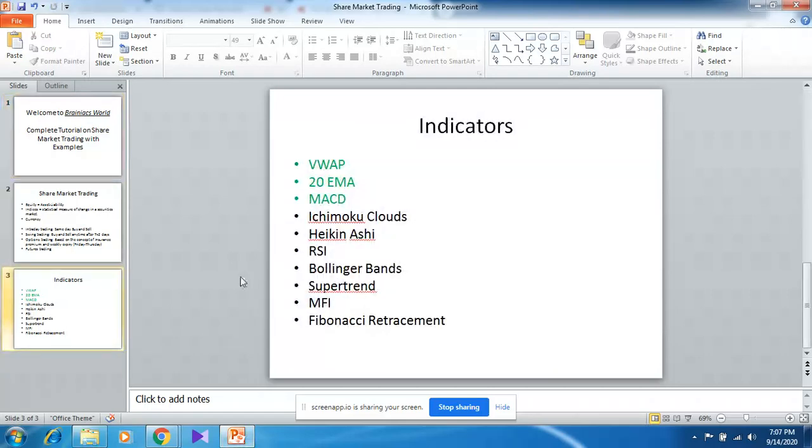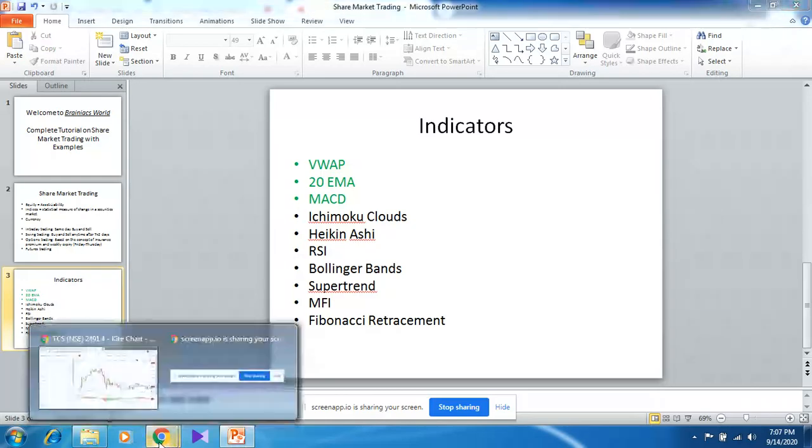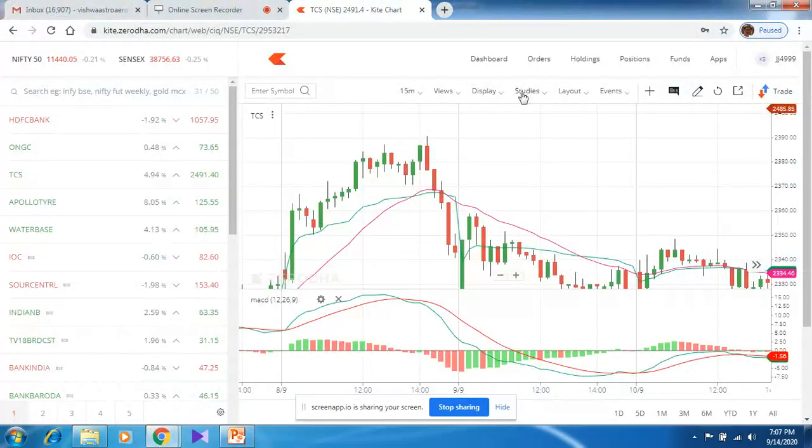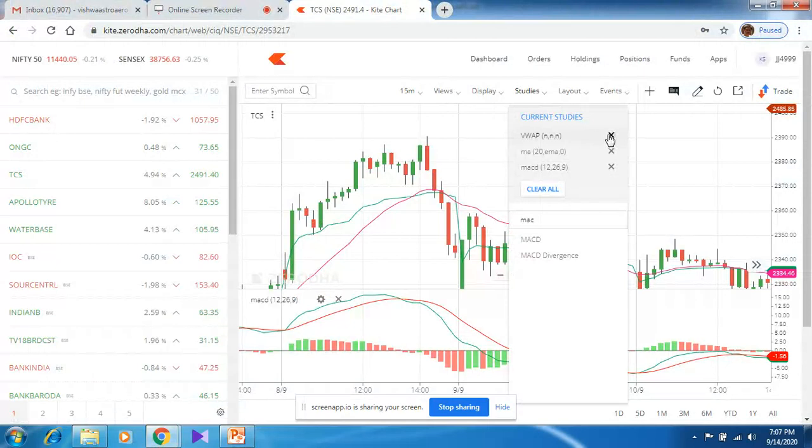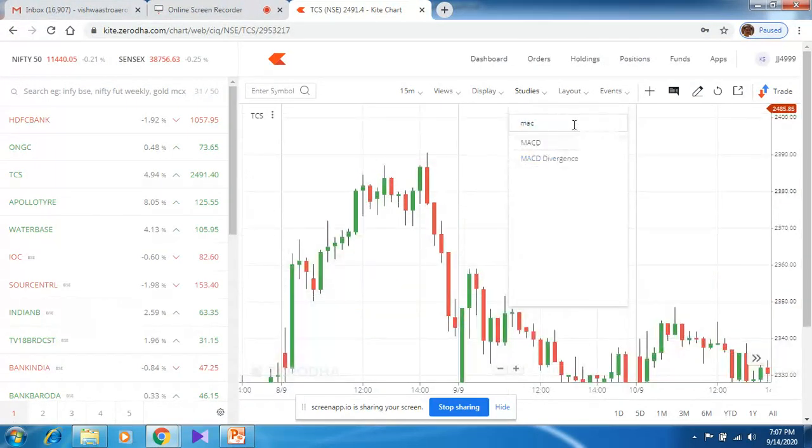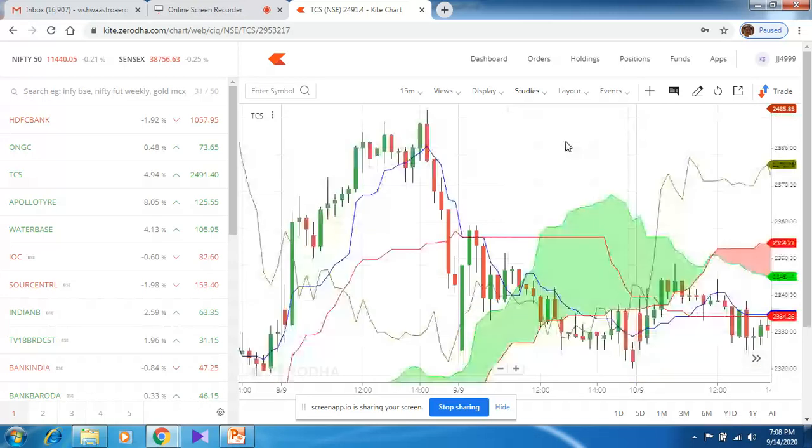Okay, now moving on to Ichimoku clouds, which is our recent indicator over here. Now we'll see about Ichimoku clouds. For this, first I'll close all the indicators that we used in the previous session. Now we will use only Ichimoku clouds. Let's come over here. Okay, great.